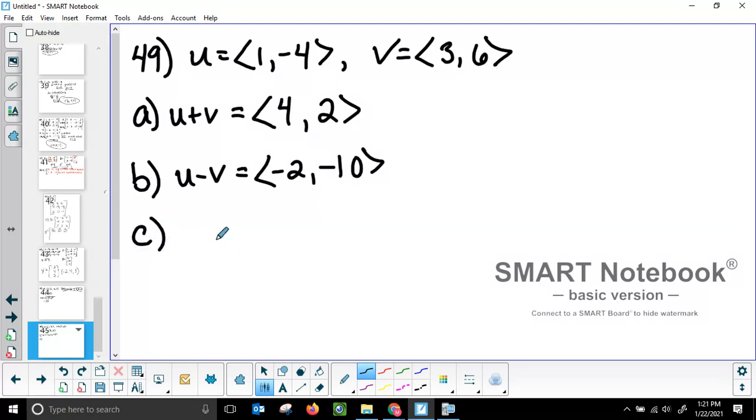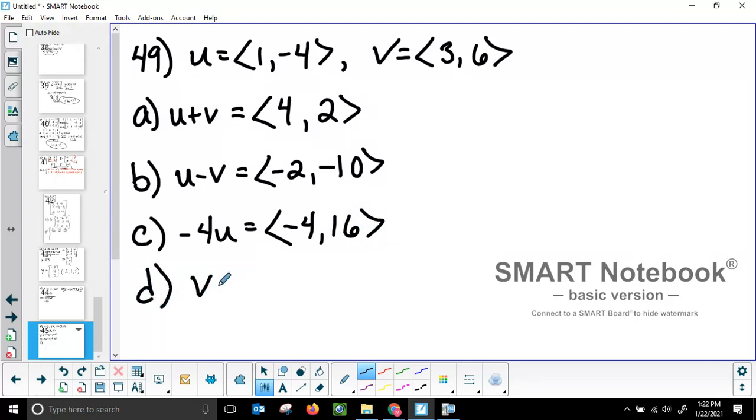All right, C, -4u. So I just multiply both components here by -4. So -4, 16, and D, we have v minus 4u. Well, we already have -4u here, so really I just have to do v plus c here. So 3 plus -4 is -1, and 6 plus 16 is 22.